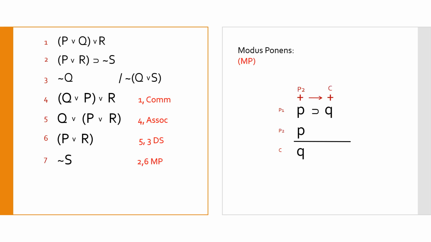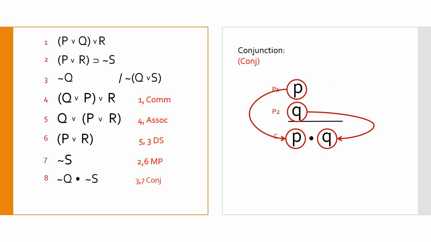Notice then in line 2, we have a conditional statement where the antecedent is P or R. And of course, if you take that line and you add 6 now, which is saying P or R, which is affirming that, that means I can affirm the consequent, which is not S. And so using the rules of modus ponens, I can now draw as line 7 the conclusion that S must be true. And so we're getting closer and closer to our conclusion, which is saying it is not the case that it is Q or S.